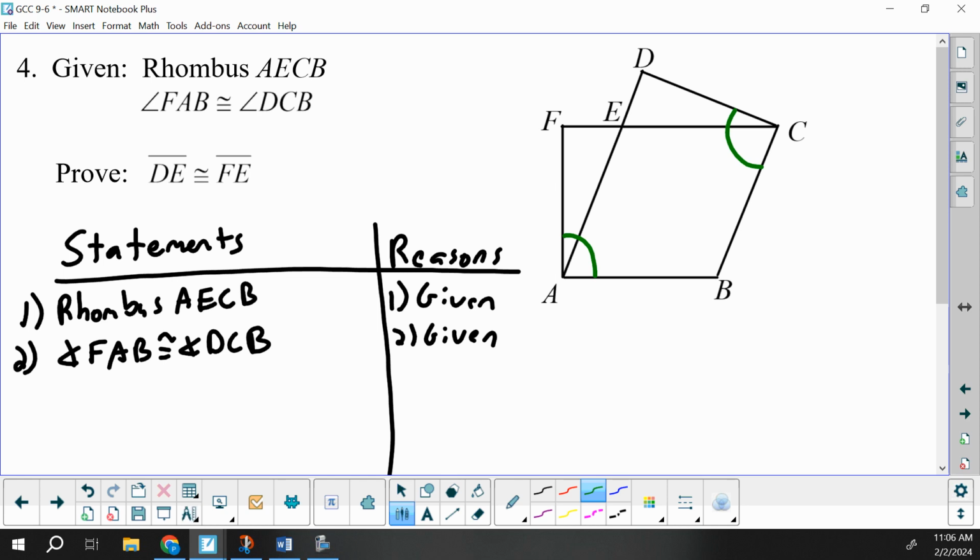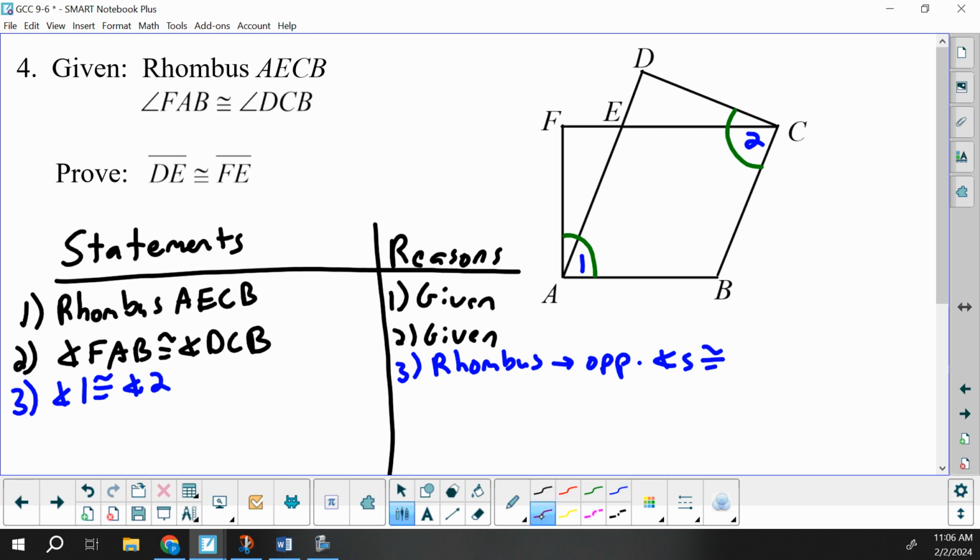The thing that we want to subtract off, though, is the angles in the rhombus. So we need to first get those angles in the rhombus congruent before we can do our subtraction postulate. So specifically in the rhombus, we want these 2 angles here. I'm going to label them angle 1 and 2. Remember, rhombus has all the parallelogram properties. So we're going to do rhombus implies opposite angles congruent. And that'll give us angle 1 congruent to angle 2. We can now do our subtraction postulate.